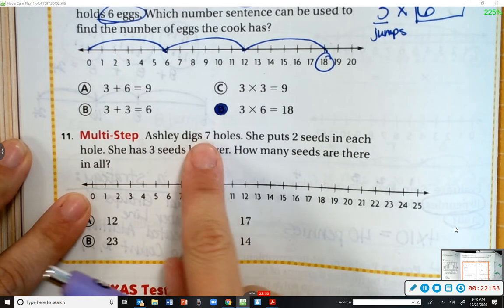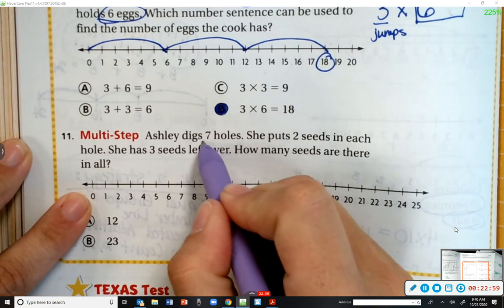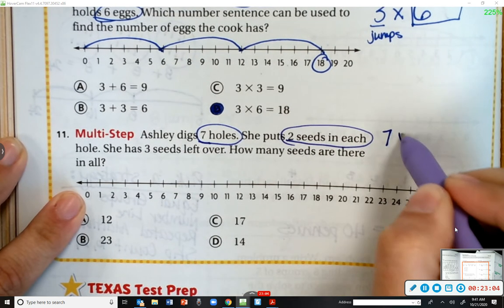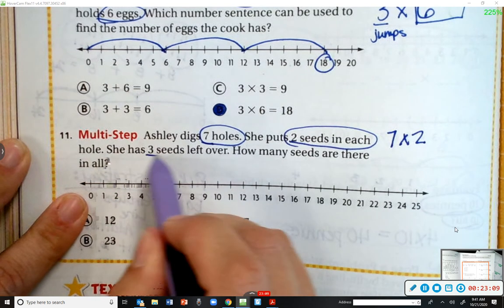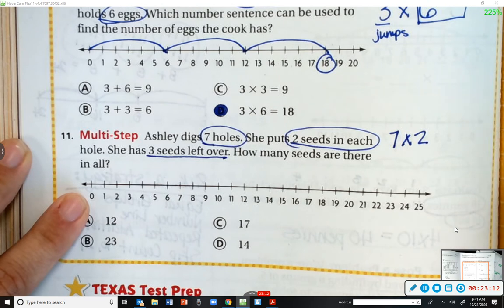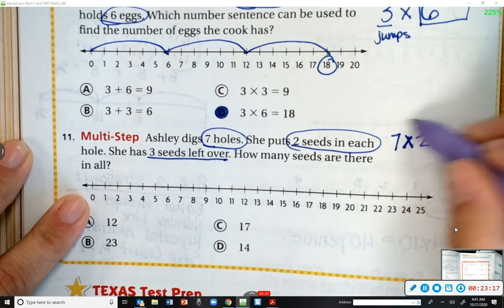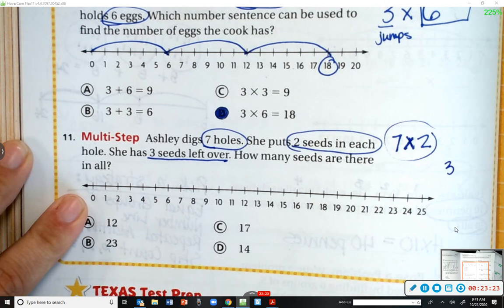Ashley digs 7 holes. She puts 2 seeds in each hole. Okay, so that sounds like equal groups. 7 holes, 2 in each, 7 times 2. But then you have the second part here that says she has 3 seeds left over. So what that means is, just think about it. She has put all of these seeds, 7 groups of 2, in the holes, but then she has these 3 that are left over. So this last 3 you should have added at the very end, okay? So we're going to plus 3 at the very end.